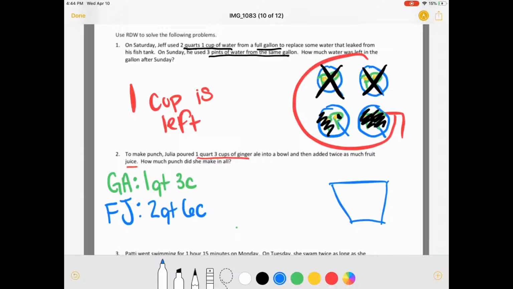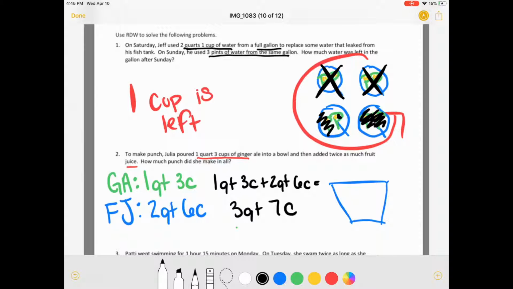Well, if these are the amounts of our 2 liquids, I just need to add them together to see how much punch it made. So I'm going to say 1 quart and 3 cups plus 2 quarts and 6 cups. When I add my quarts together, I get 3 quarts and I get 7. That should be 9.